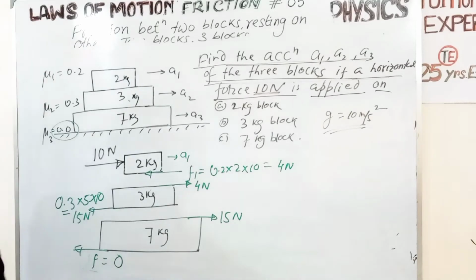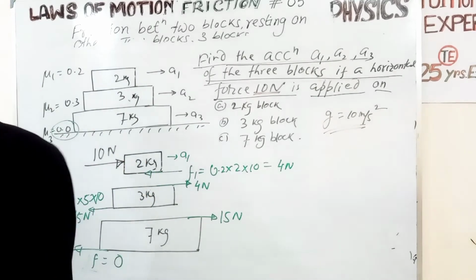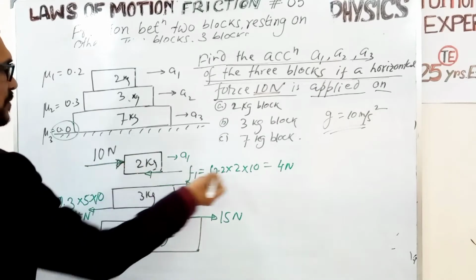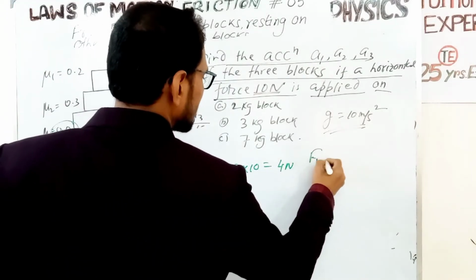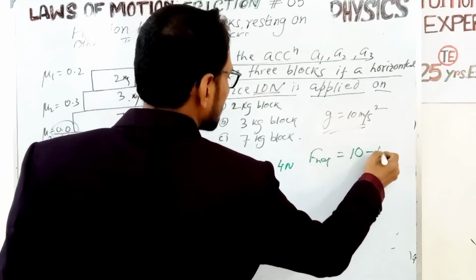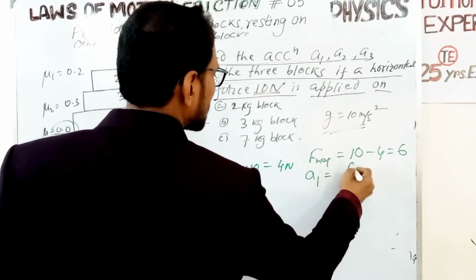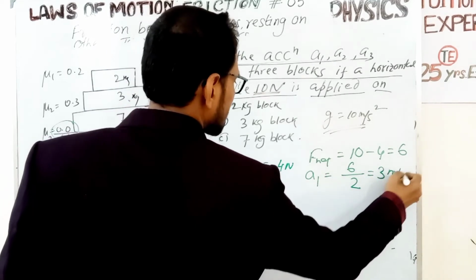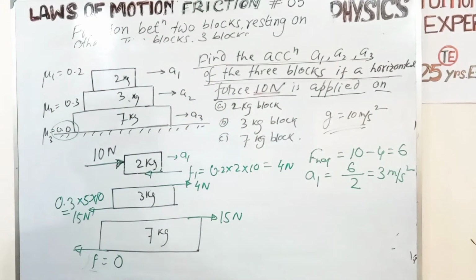Now what happens? The net force acting on the 2 kg block is the applied force of 10 Newton, and the friction force in the opposite direction is 4 Newton. So net force equals 10 minus 4, that is 6 Newton. Now acceleration A1 equals net force by mass, that is 3 meter per second square. So this is the acceleration A1.